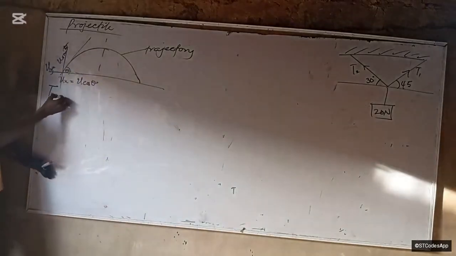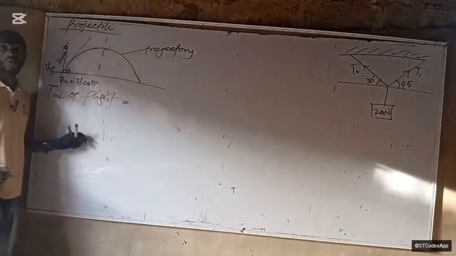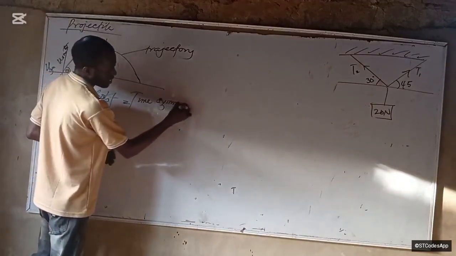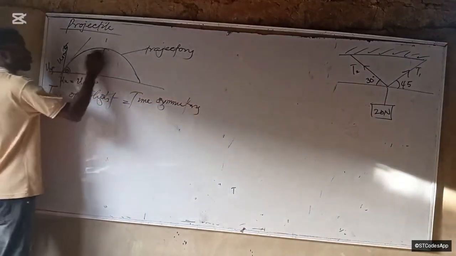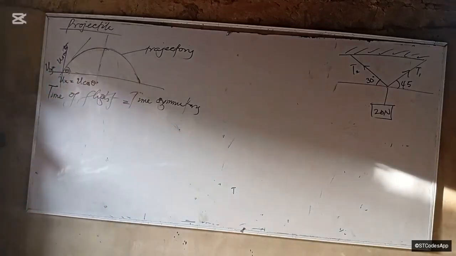Now we talk about the time of flight. There's something about projectile motion: what we call time symmetry. What does that mean? It means equality in the time it takes to reach the maximum position and the time it takes to come back to the original position.